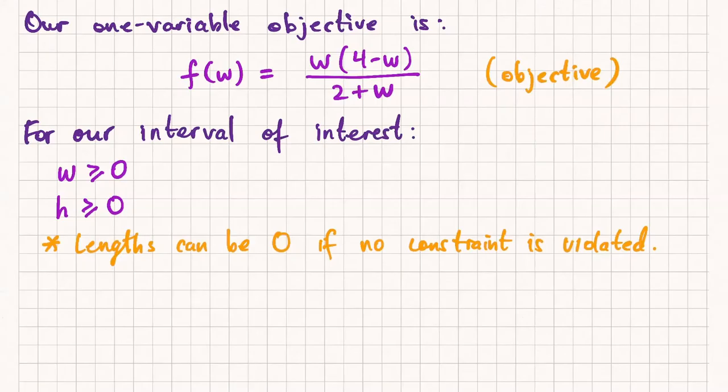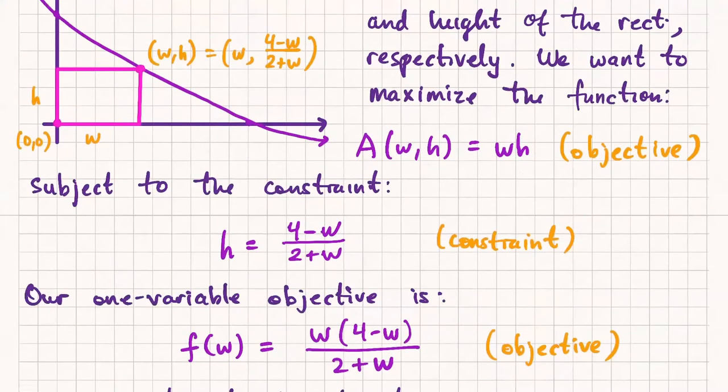So W equals 0 is actually okay. In fact, W equals 0 would correspond to a rectangle, or actually a line segment, that looks like this. It's just on the y-axis. The area is 0. That's perfectly fine. Now, the other extreme would be if H equals 0 and I have a rectangle that goes all the way like this. That would be the other extreme.